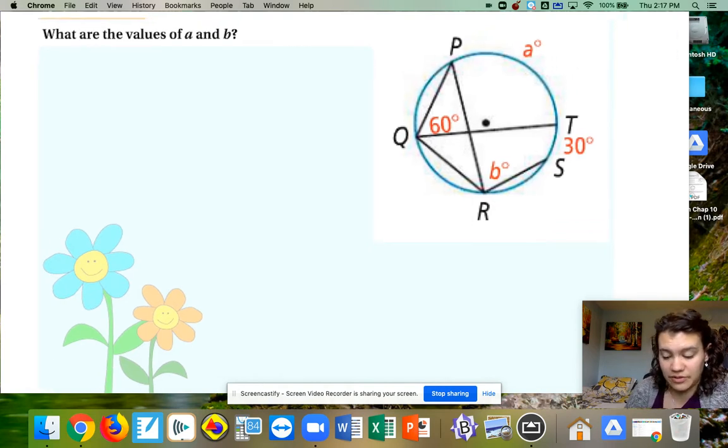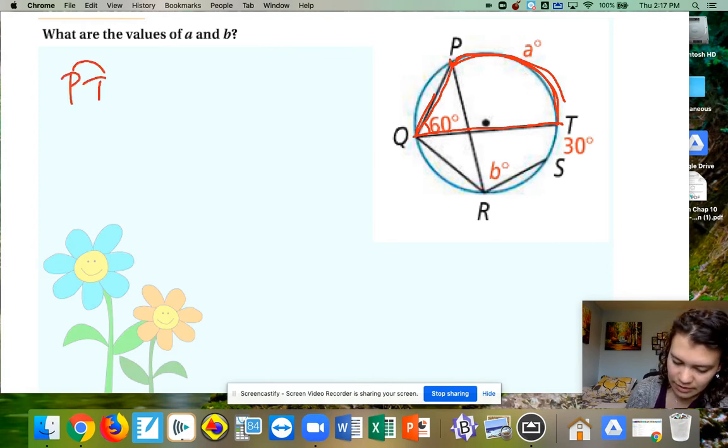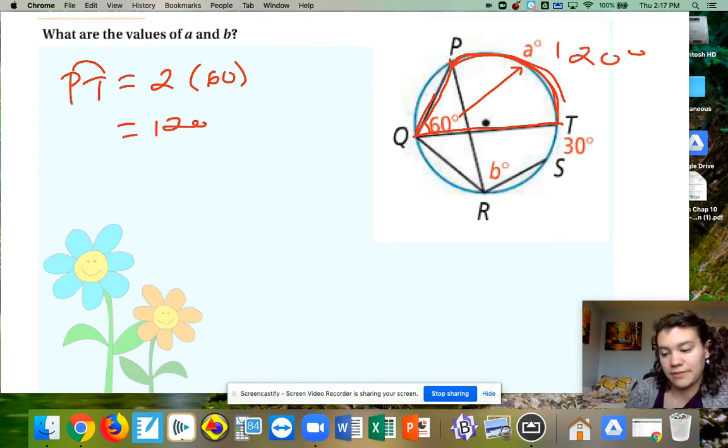You want to figure out the values of A and B. So A is going to be right here. If we go from the edge where it's touching, you can follow this line back, and where it's touching, follow the line back, and we get your inscribed angle. So if we want to find A, we call that arc PT. That's going to be 2 times 60, because we want to double this angle to go out there. And this would be 120. So A is going to be 120.